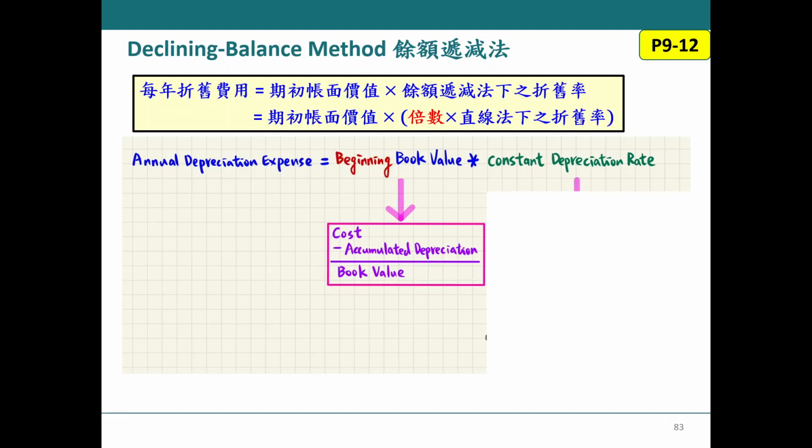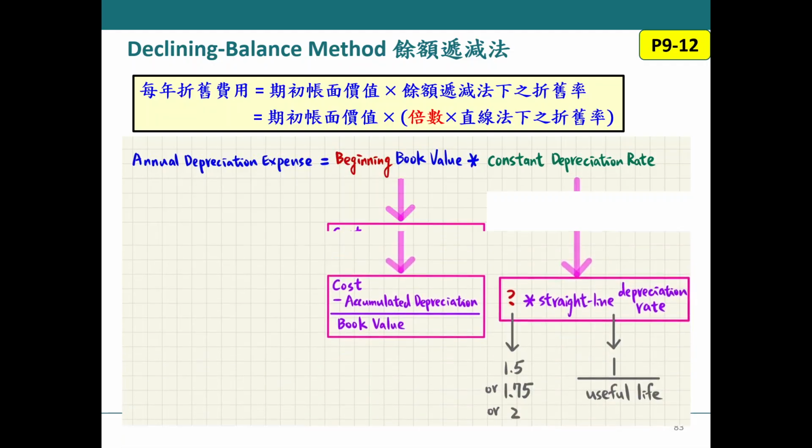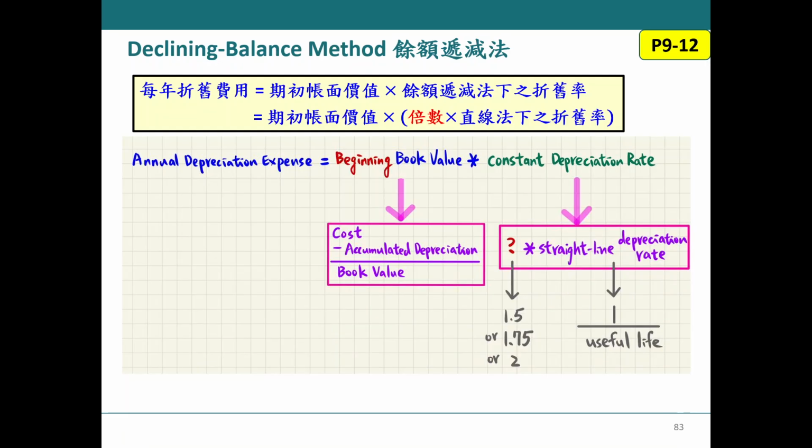Constant means each year we use the same depreciation rate, right? So how to get the depreciation rate, 折旧率? It means what? Your value decreases how many percentage? If I assume depreciation rate is 10%, what does it mean? It means your value decreases 10% each year. Okay, so that's a depreciation rate. It tells you your value decreases how many percentage each year. Okay, so how to get this number? We use the straight line method depreciation rate. Based on the straight line method, you can get the depreciation rate, right?